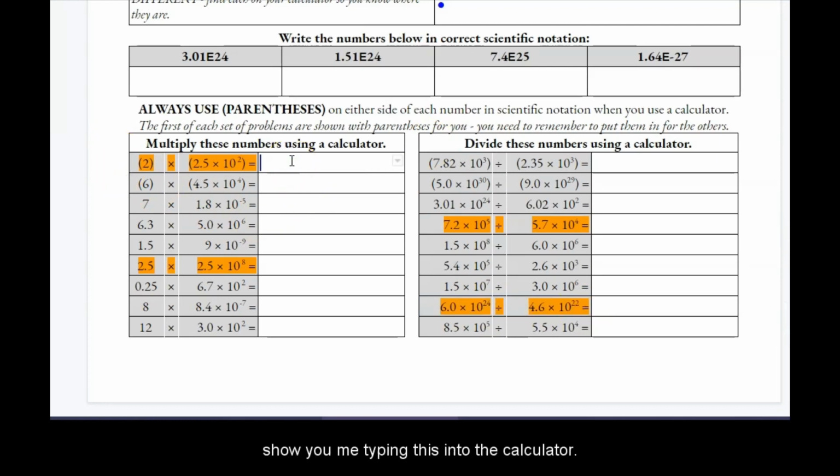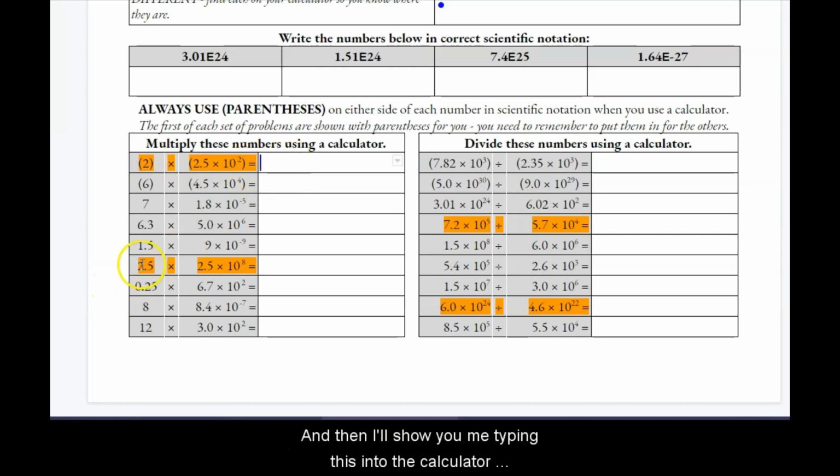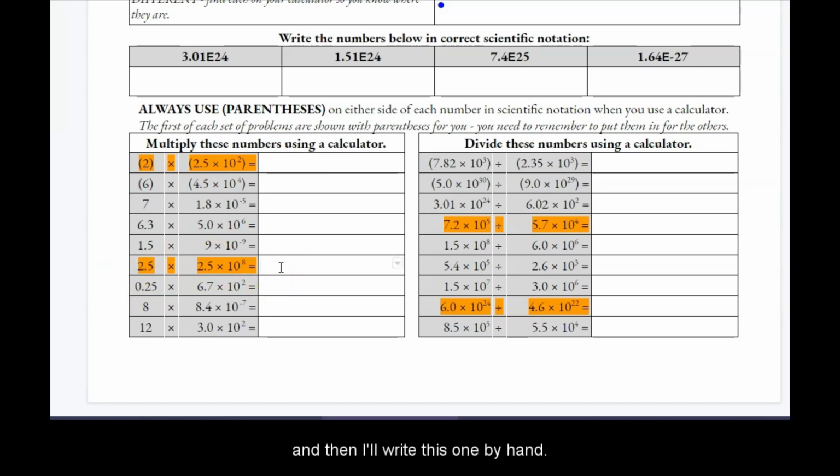So let me show you me typing this into the calculator, and then I'll type the answer in here, and then I'll show you me typing this into the calculator, and then I'll write this one by hand. Alright, so I want to show you both ways. So let's take a look.